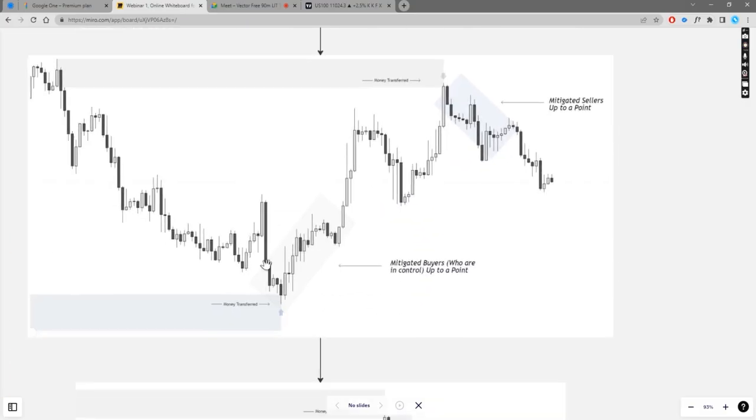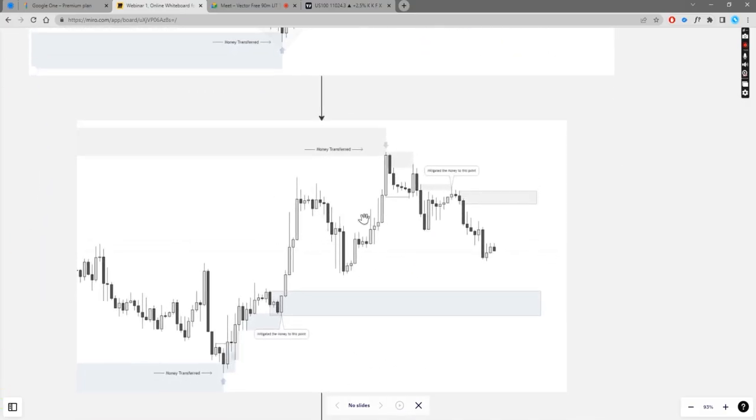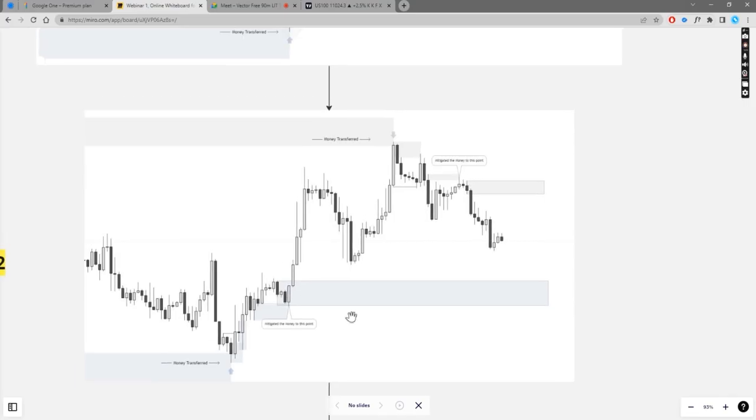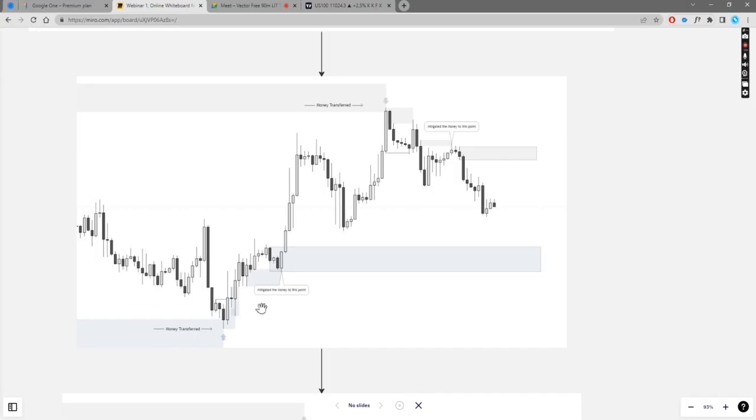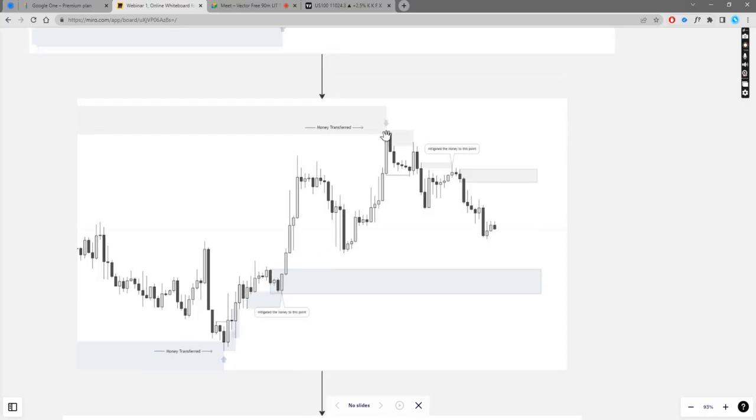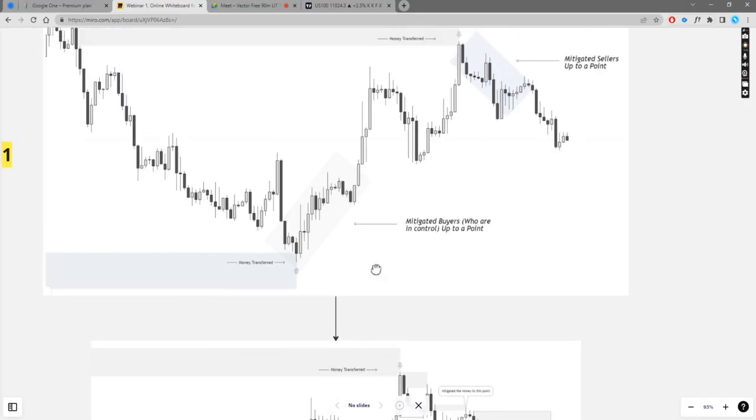Okay. So the next thing, we mitigated the money to this point, and we mitigated the money to this point, just using what we were saying here. So we had no inefficiency here, and I drew out some demand zones so we can connect the dots of how that money is moving up. And the same thing with here, we mitigated that, transferred that money to there, that transferred to there, to this point as well. So I like these zones because they're following that money pattern, but they also have imbalance, so we'll get to that right now.